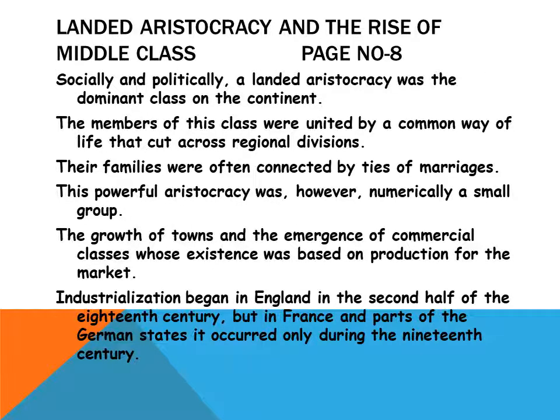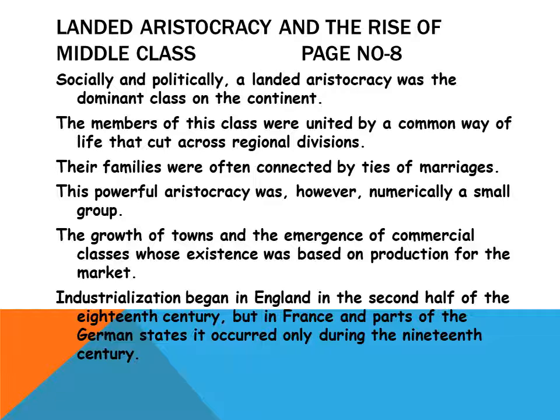Now let's see the next topic, that is landed aristocracy and the rise of the middle class. Socially and politically, a landed aristocracy was the most important class in Europe. The members of this class, that is the aristocrats, were united by a common way of life that cut across regional divisions. Their families were often connected by ties of marriage. This powerful aristocracy was, however, numerically a small group.